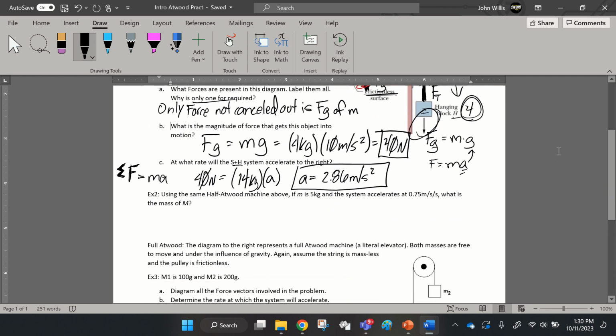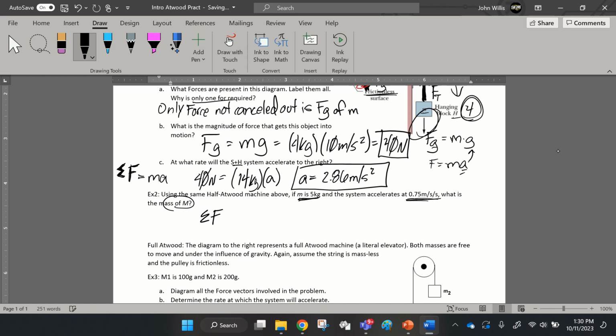So to apply this in example number 2, right, we're going to use the same half Atwood machine as before. Instead, we have a 5 kilogram mass hanging over the edge. It does accelerate at a rate of 0.75 meters per second squared. We want to know the mass of the larger object. We're going to set this up the exact same way, right?